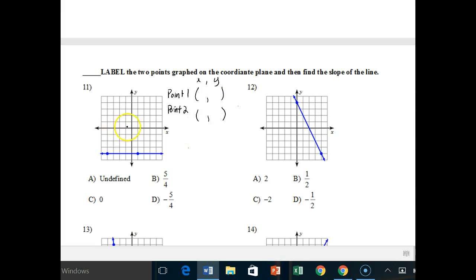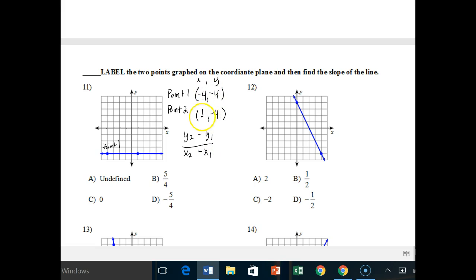Here's point 1. So we went 1, 2, 3, 4, negative 4. Oops, sorry. So negative 4 and down 1, 2, 3, 4. So negative 4, 4. That was point 1. And point 2 was over 1, so to the right 1 and down 1, 2, 3, 4, negative 4. Right, so we have y2 minus y1 over x2 minus x1.